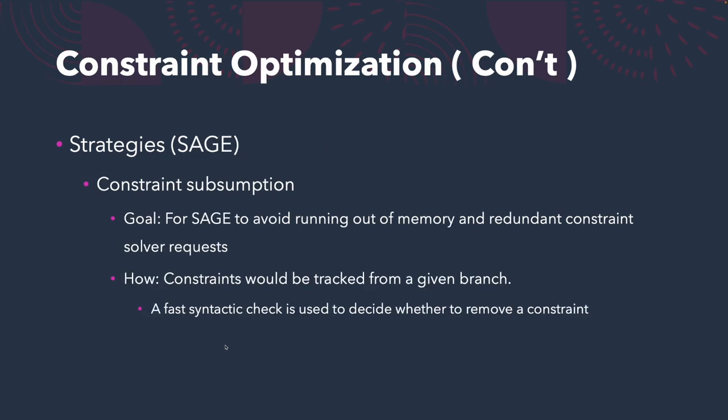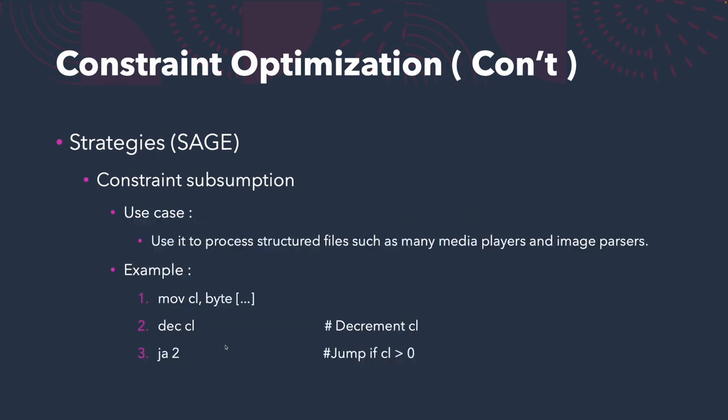Let's talk about the SAGE strategies. The goal of the SAGE strategy is to avoid running out of memory and avoid having redundant constraints for solver queries made by SAGE. How do they do it? If the constraint is removed, it implies that such a constraint was already generated from the same instructions. So the example code procedure will be like that.